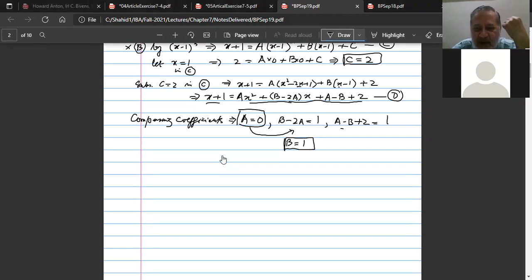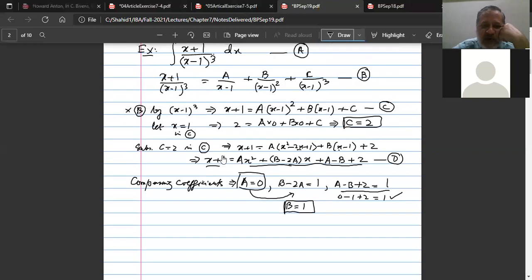Now, this extra equation, which has not been used, let us verify that the values a, b, c that we have found satisfy this extra equation. a is equal to 0 minus b is equal to 1 plus 2 is equal to 1. So it satisfies. So our target of obtaining these values a, b, c has been achieved.